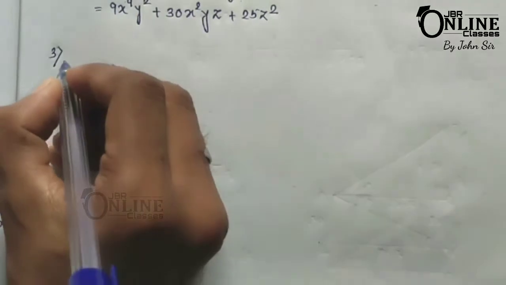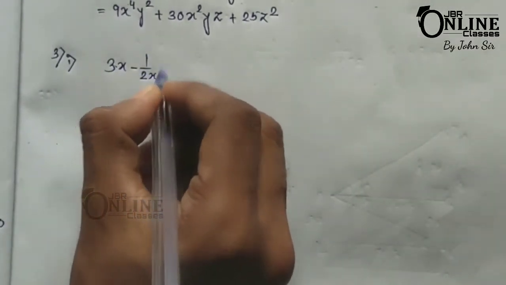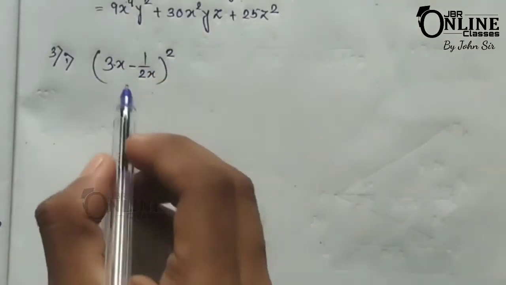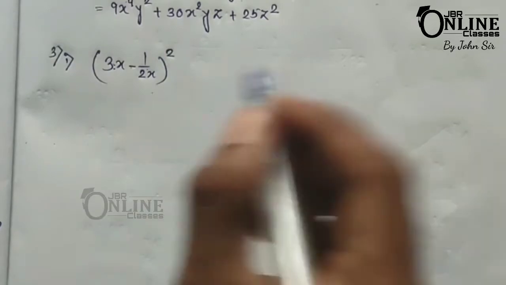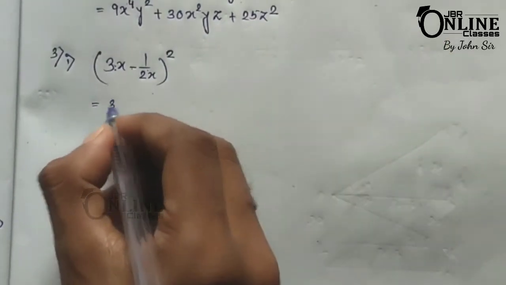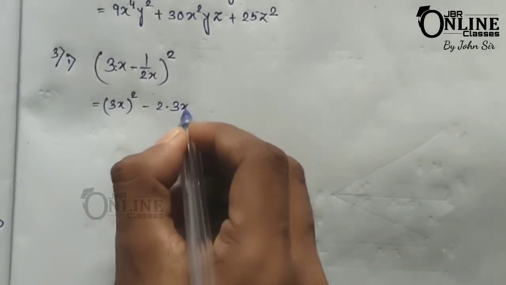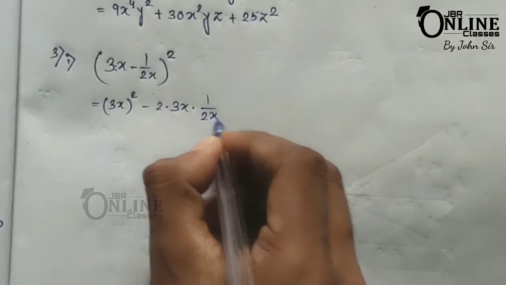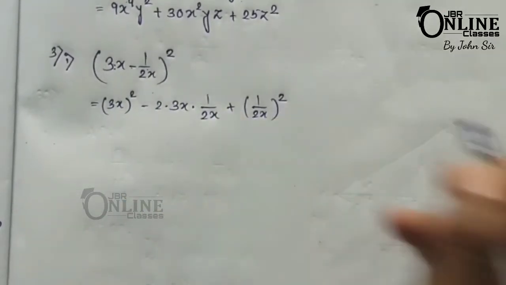Now the next one, sum number 3, 1. In sum number 3, 1, (3x - 1/2x) whole square. That means here we can apply the formula (a - b) whole square. So the formula is a square minus 2ab plus b square. So that means (3x) whole square as a square, minus 2, that is a, and that one is equal to b, so 2ab, plus b square. Now b square means (1/2x) whole square.